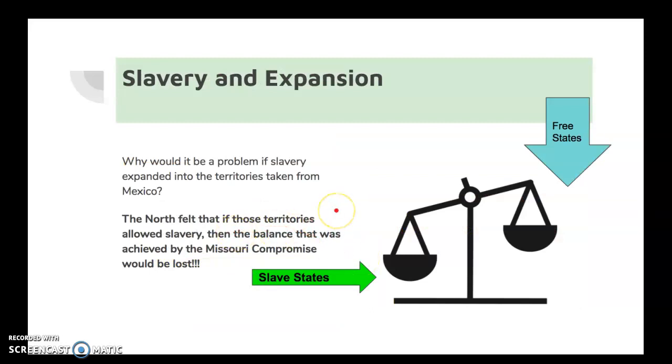All right, so why would it even be a problem if slavery expanded into the territories taken from Mexico? Well, remember when we talked about the Missouri Compromise of 1820, we used that word balance. The North felt that if those territories allowed slavery, then the balance achieved by the Missouri Compromise would be lost. Boom, all of a sudden we have more slave states than free states. The slave states have weighed the scale, and we are out of balance. That's not going to be good for us, according to the North.